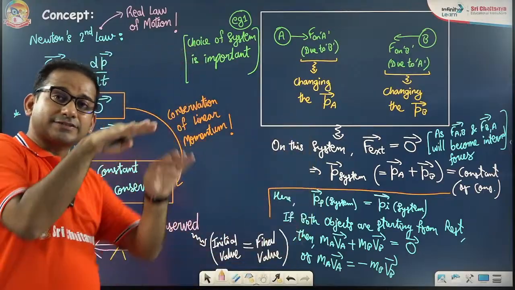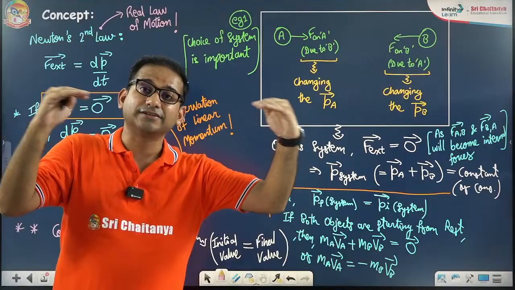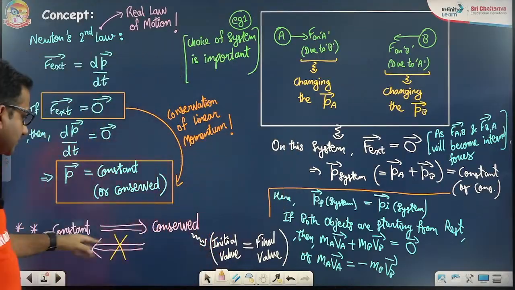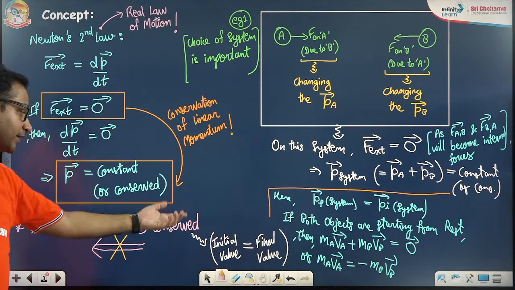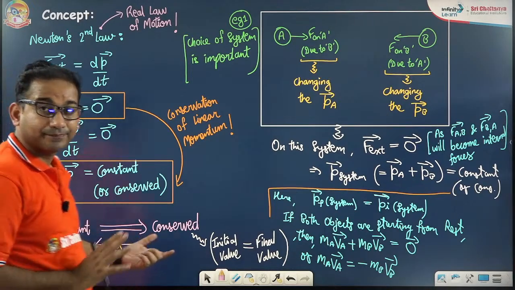Alright. So if it is constant, then it is also conserved. But if it is conserved, initial and final are the same, that doesn't mean that in between it will be fixed, and that doesn't mean it will be constant. So if something is constant, it is definitely conserved. But if something is conserved, it's not necessary that it is going to be constant.